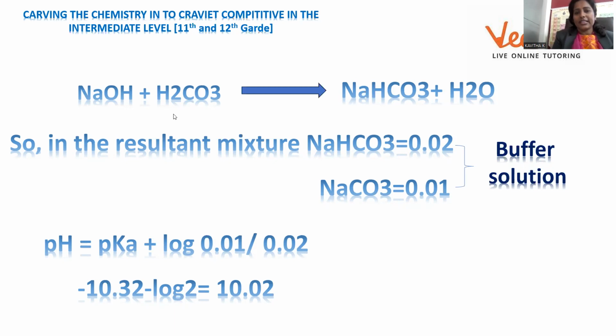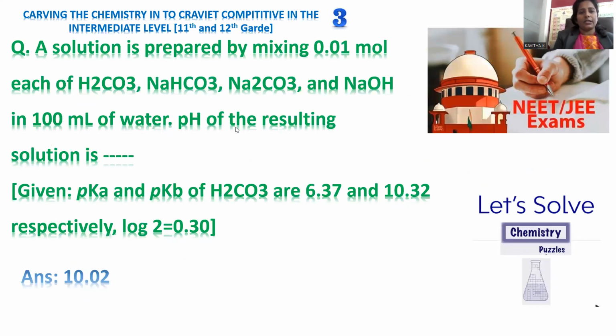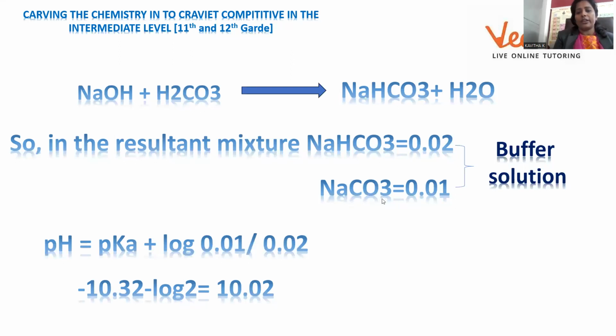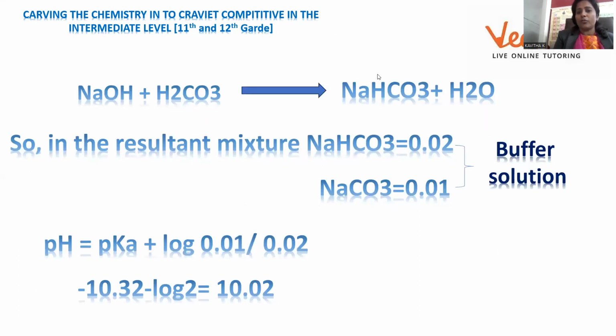What we can see is a neutralization reaction where sodium hydroxide and carbonic acid, when mixed, form sodium bicarbonate and water. This is a kind of neutralization. Fine. So the resultant mixture will be sodium bicarbonate and sodium carbonate as well. Sodium bicarbonate is there at 0.01 molar, and sodium carbonate is there at 0.01 molar, which is already in the solution. Within the solution we have sodium bicarbonate, that is 0.01, and one more 0.01 mole is generated during the chemical reaction, so it will become 0.02. Hope you can understand what we are explaining over here.